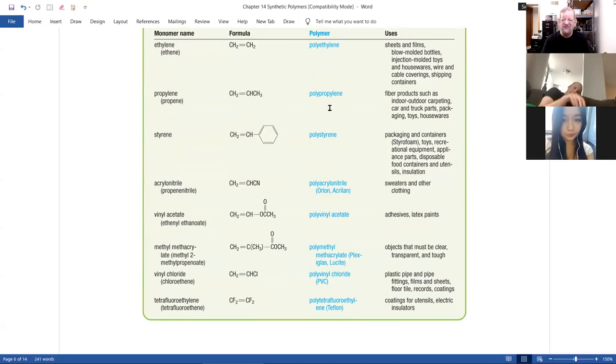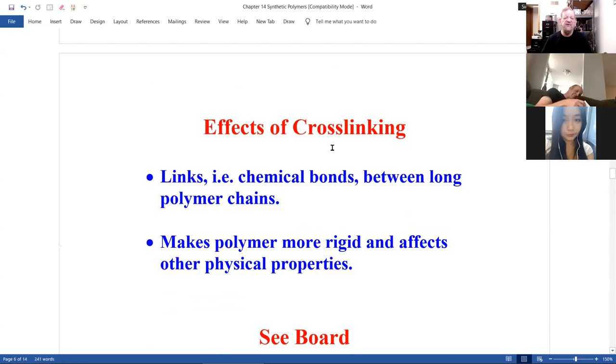when L switches off here, I'll just do a couple of them. When L is H, polyethylene, that's your saran wrap. When L is methyl, that's called polypropylene. How many of you ever bought a flash drive or something that comes in that card with the little plastic shell around it? And you've got to go to extreme lengths to try and get it open? Well, that's polypropylene. And then when L is a benzene ring, styrene, you polymerize it, you get polystyrene.